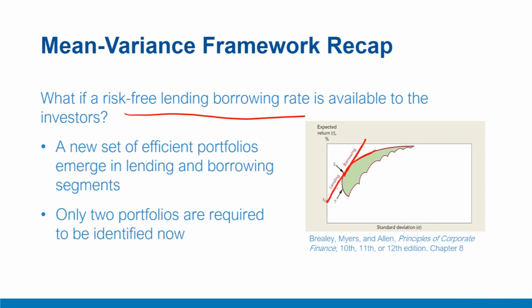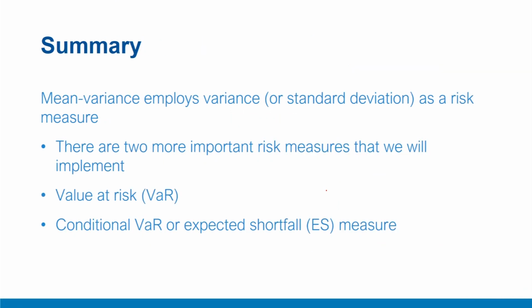We also noted that on the left, the segment RF to S is called the lending segment, because any point on this line, which represents a combination of available risk and return, can be obtained by mixing some amount of wealth in RF and the remaining amount of wealth in S. Let's say if you are investing 40% in RF and the remaining 60% in S, then you can obtain this portfolio segment, which is called lending.